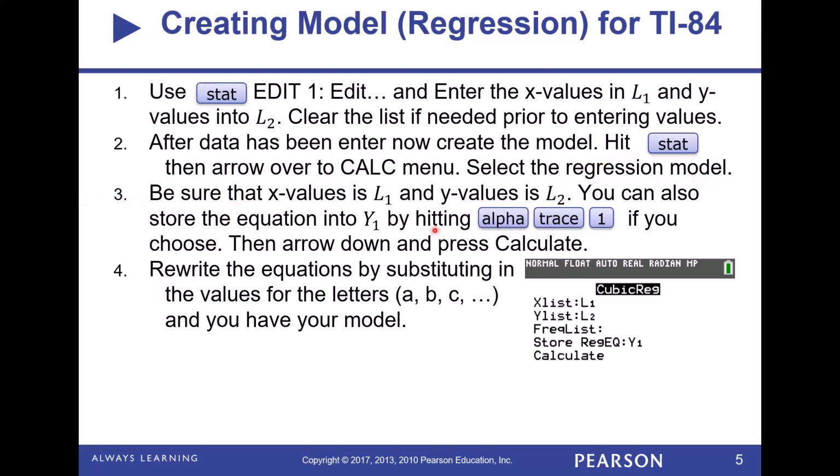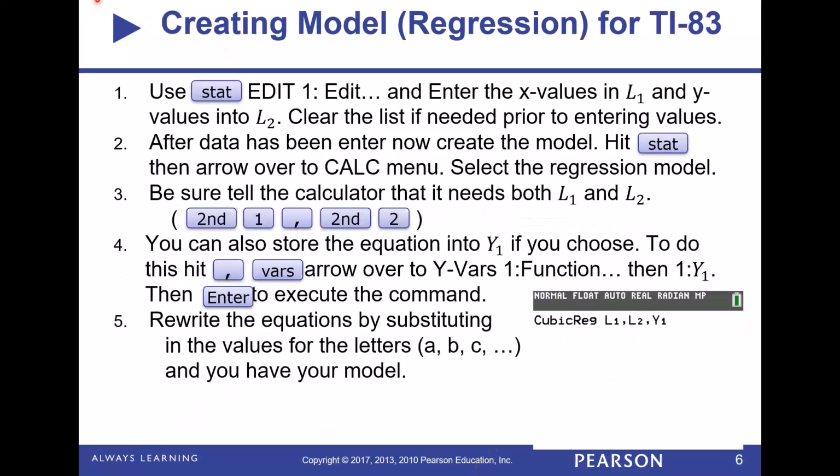Now, once you're in there, for those of y'all that have the TI-84, it will come up with this beautiful pop-up menu, and just make sure that it says list 1 and list 2 in the right locations. If you would like to restore the equation, you're going to put the little blinker down where the StoreRegEQ is, and then hit alpha, trace, 1, and that will put in the Y1 where you need to. Then arrow down to click calculate, and then you're just going to rewrite the equation by substituting in what those A, B, and C values are.